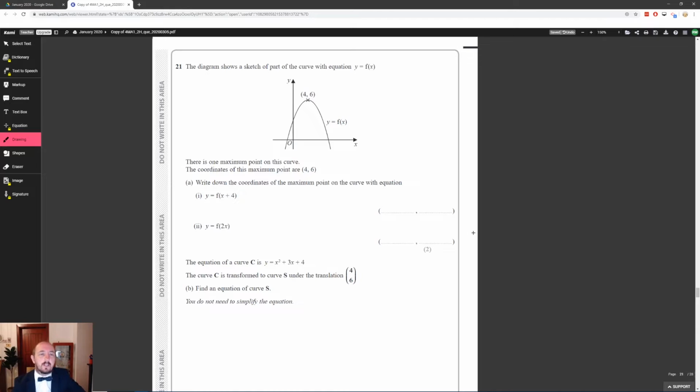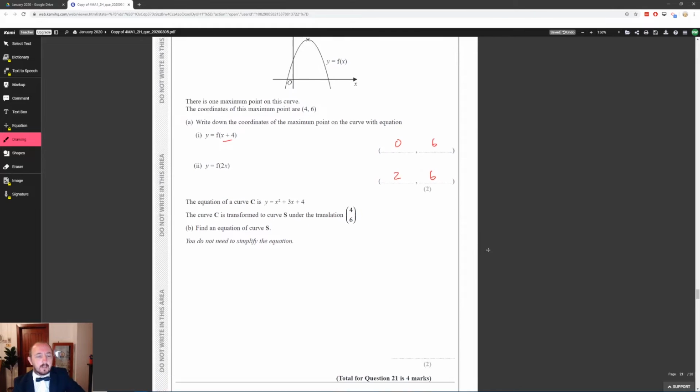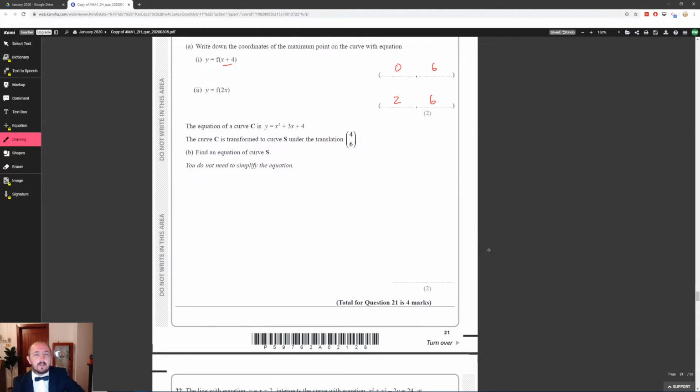Question 21 is transformation of graphs. So x plus 4 is a shift to the left by 4, so that's going to give us 0, 6. And f of 2x means a squash towards the y-axis by a factor of 2, so that's going to be 2, 6 there. We have an equation of a curve which is now transformed by this. So this is going to be to the right by 4 and up by 6.